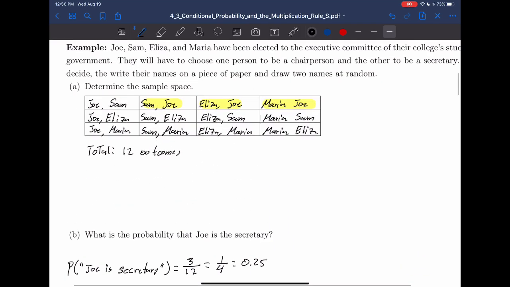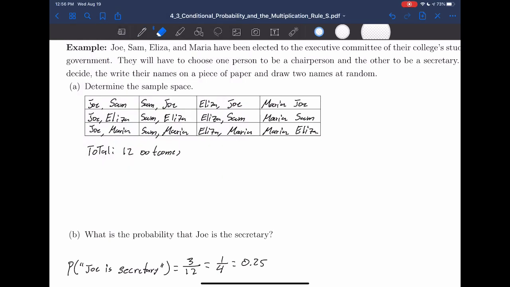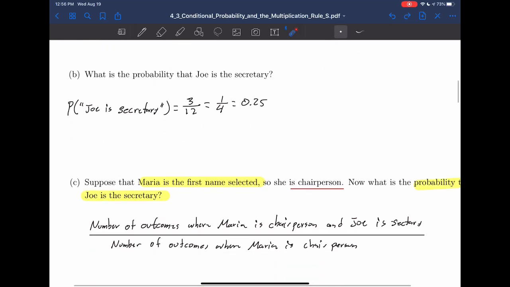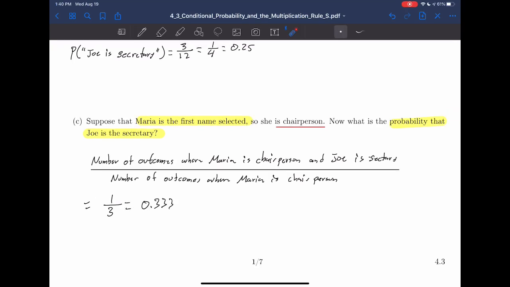Let's look at the chart above, and let me get rid of these highlights. We want to consider when Maria is chairperson. So we don't consider all these other columns because Maria is not chairperson. We only consider this column. And we want to consider which one is where Joe is secretary. It's here. So it's 1 out of the total of 3. So in this case, it's 1/3, or 0.333.